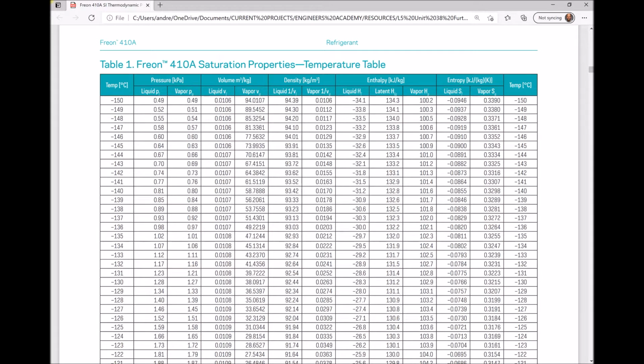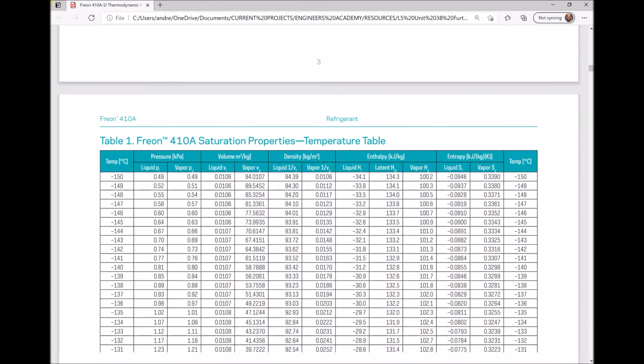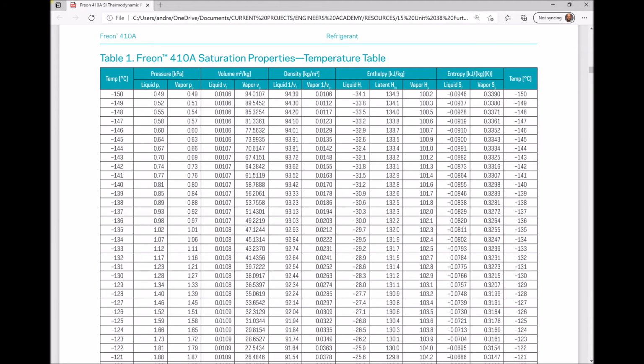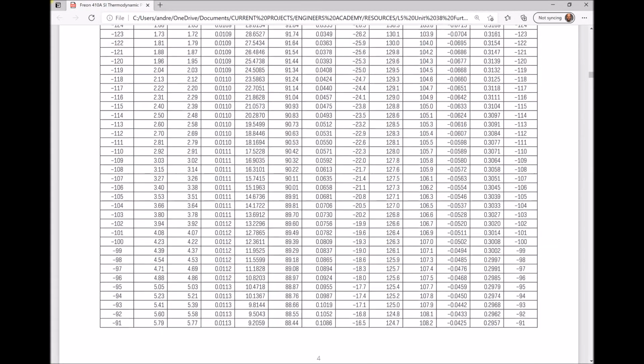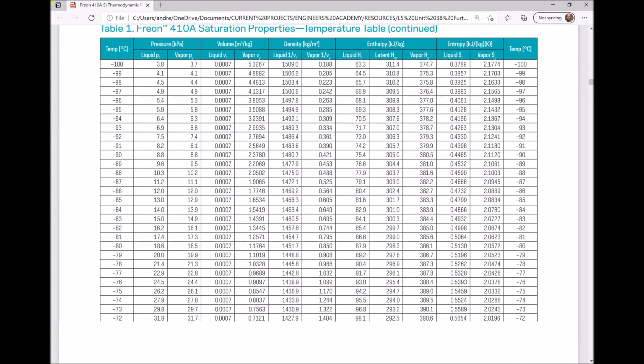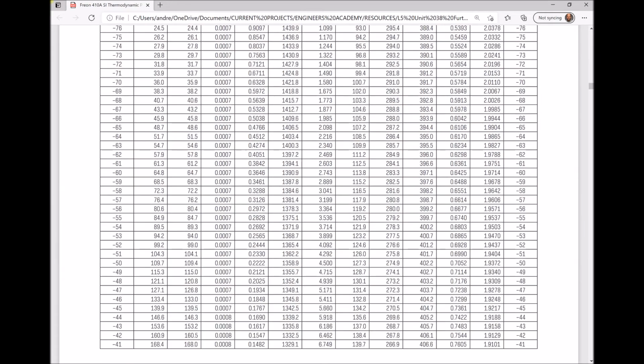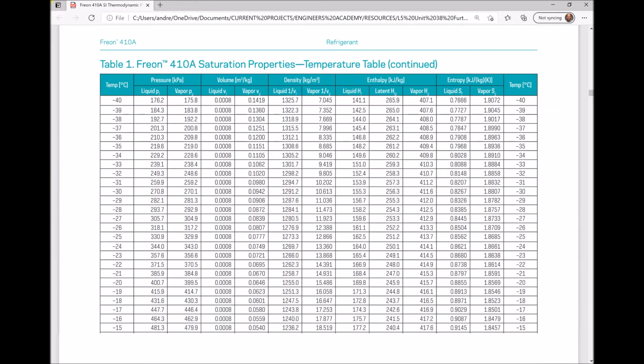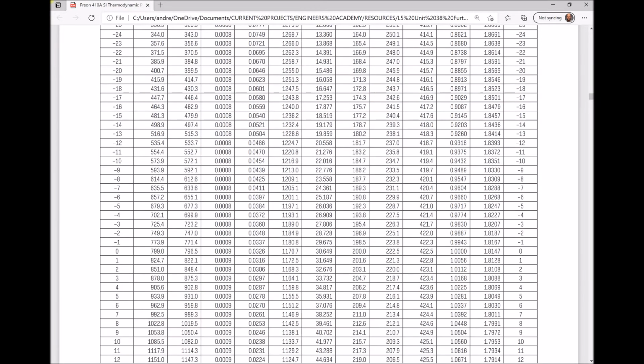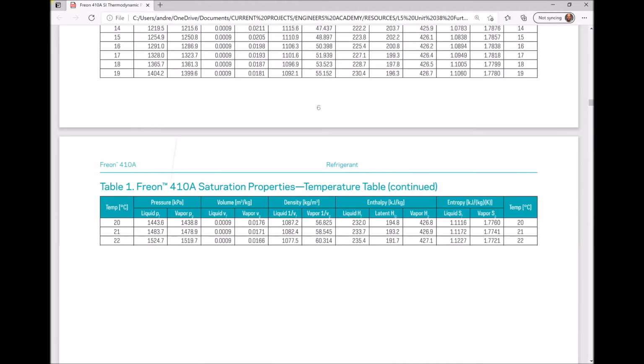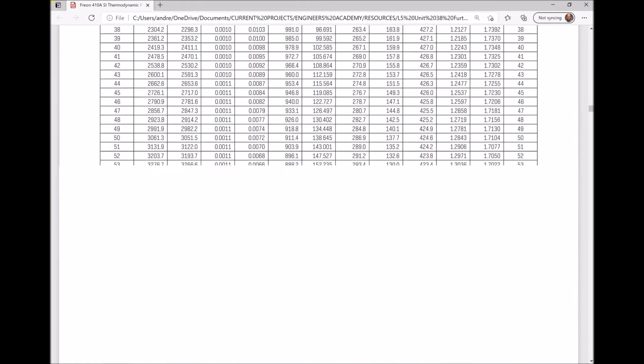So table 1 then, which can be found on page 4 of the document, relates to our saturated refrigerant. So specifically there, when we have wet vapour. But as we've already said, at position 2 we have superheated vapour. So we can skip the table on page 4. Page 5 is a continuation of the saturated vapour. Page 6 is a continuation. Page 7 is a continuation.